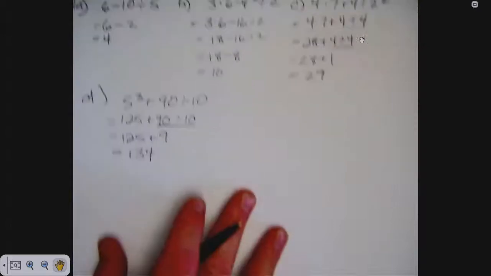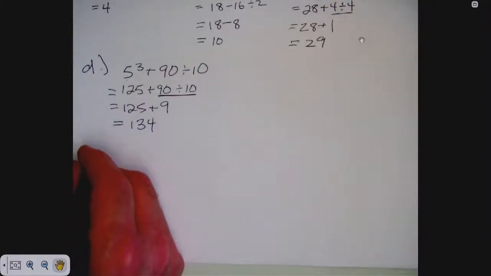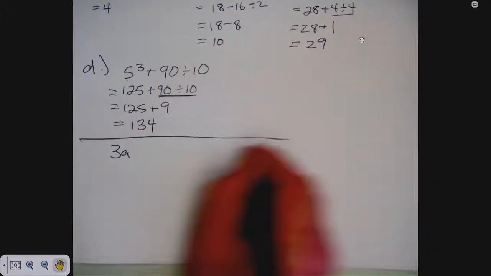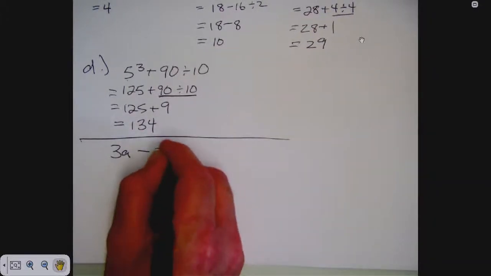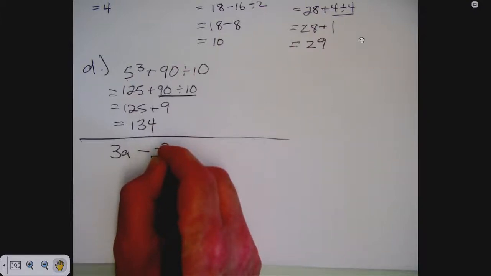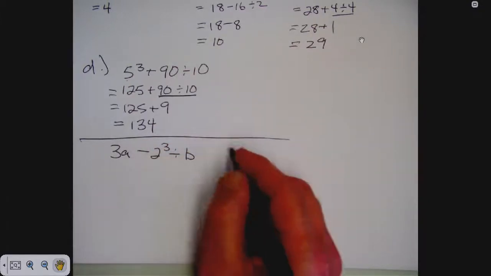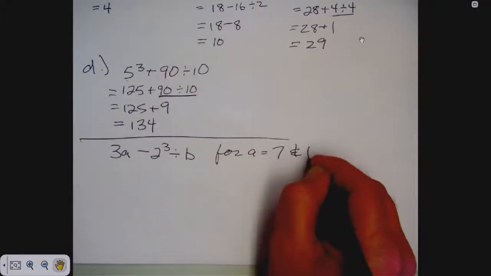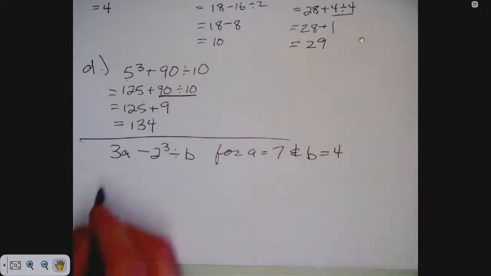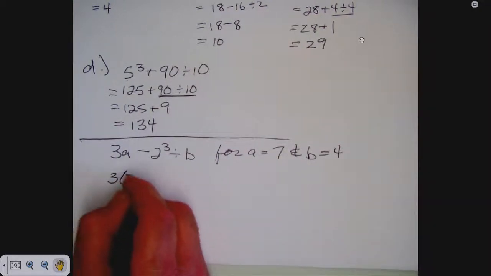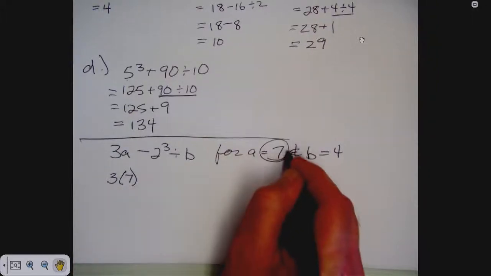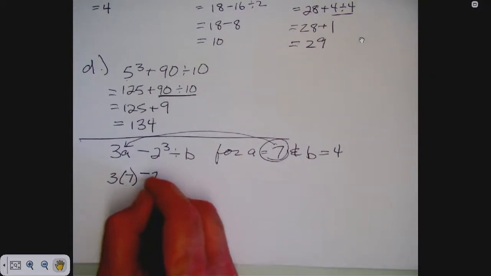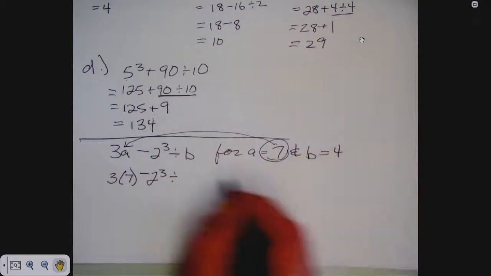We can have one with substitution too. So they have an example of evaluate 3a minus 2 to the third divided by b for a is equal to 7 and b is equal to 4. So this is going to be 3 times 7. I'm just going to substitute these things. They were saying a is 7, so I'm just going to do that. Minus 2 cubed divided by b, which is 4.